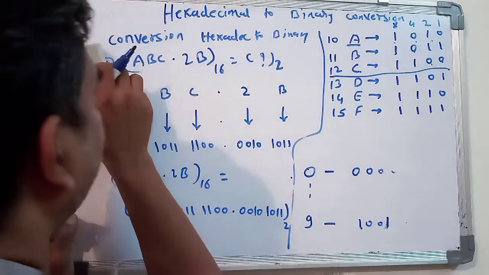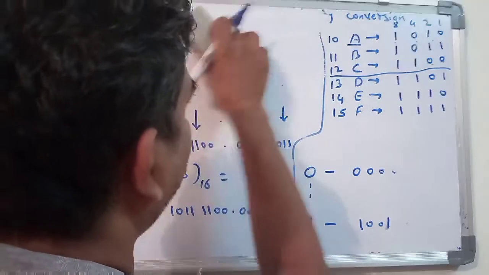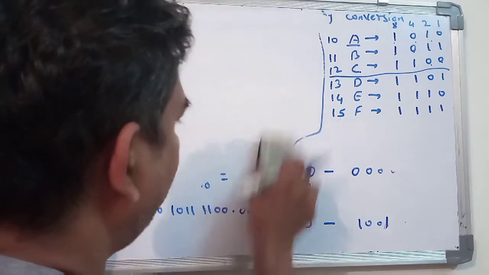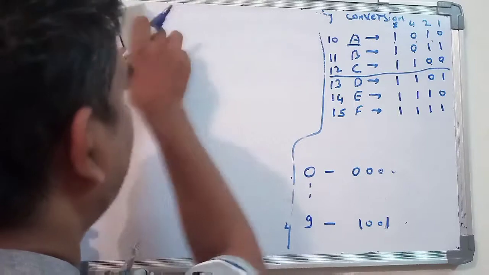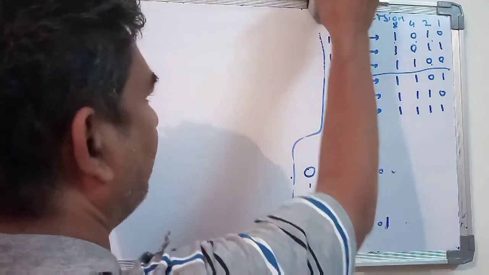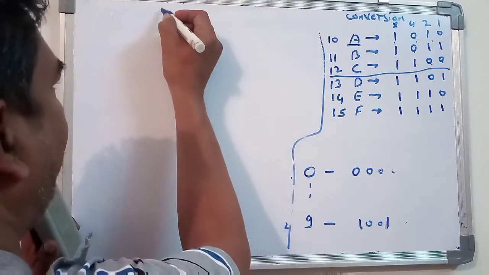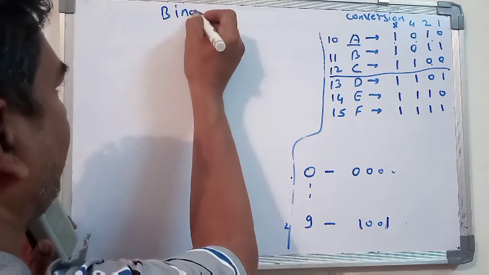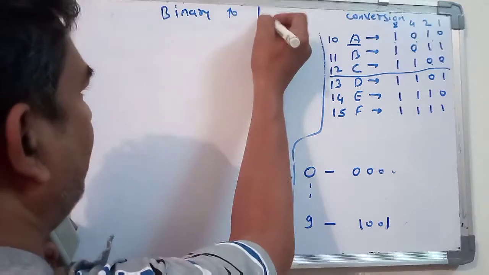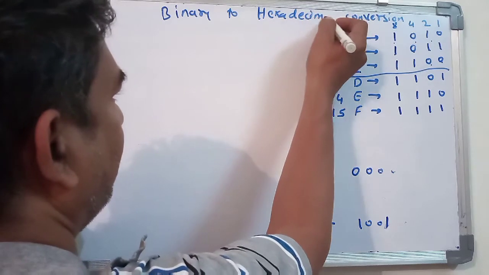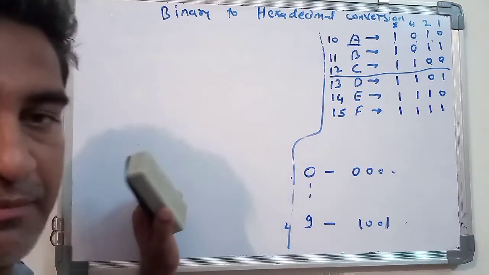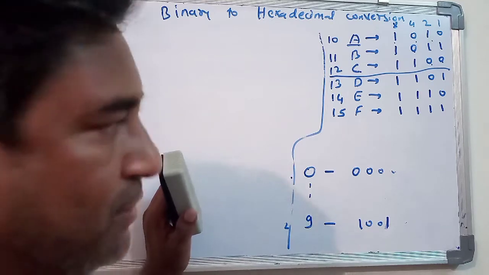will make the value reverse. If we make that value reverse, then what you get is binary to hexadecimal. You are getting the binary to hexadecimal conversion. Binary to hexadecimal conversion.